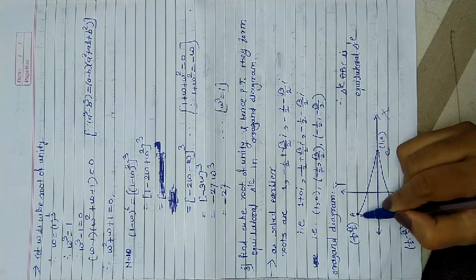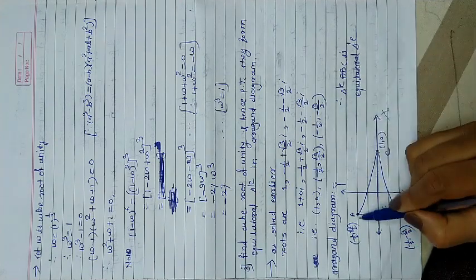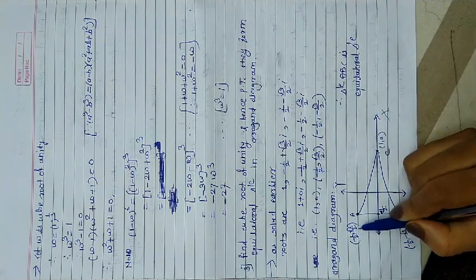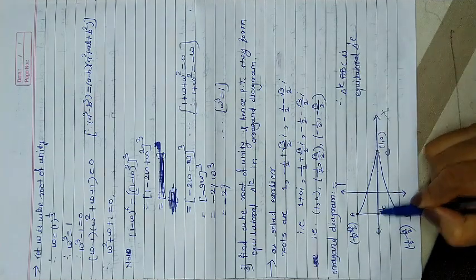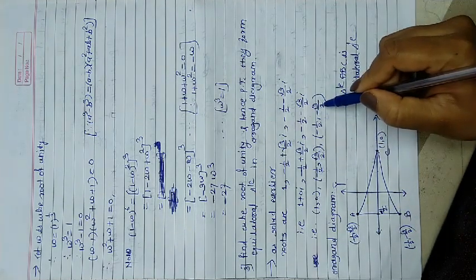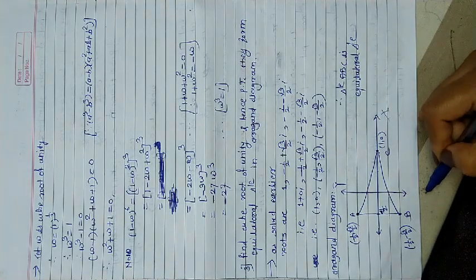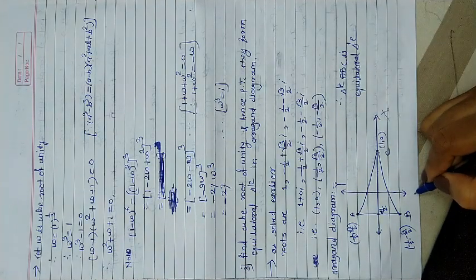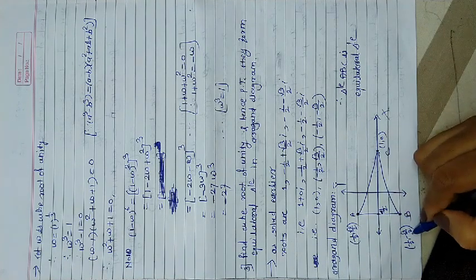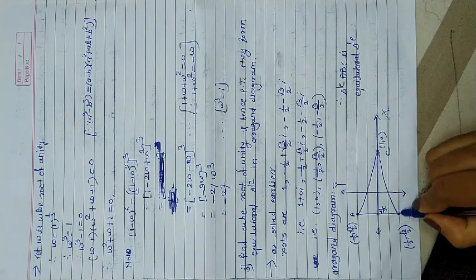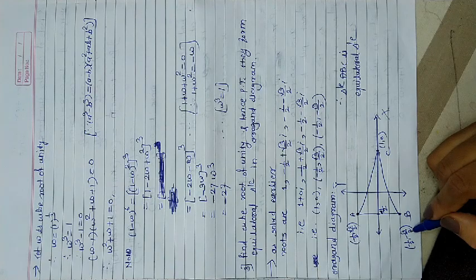And now this is the point (-1/2, √3/2). And (-1/2, -√3/2) is a point again on the negative y axis, at the same distance because the value is the same but opposite in direction. Therefore here is the point (-1/2, -√3/2).